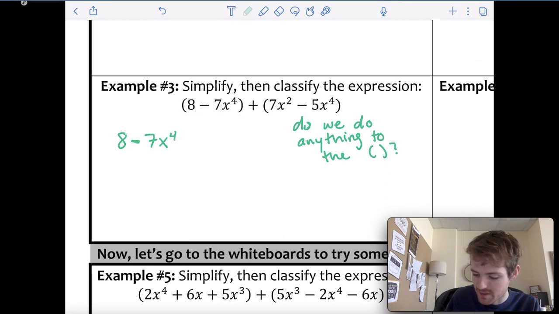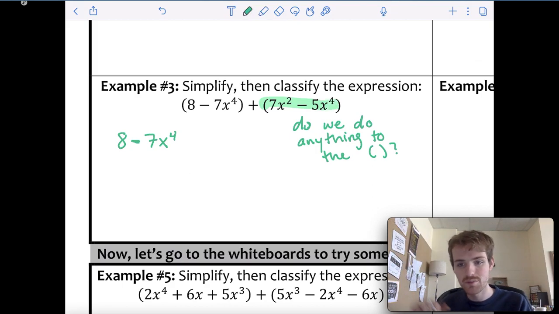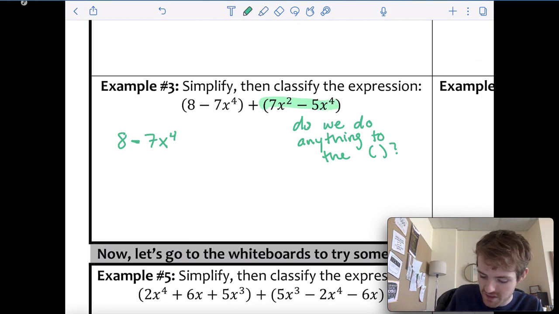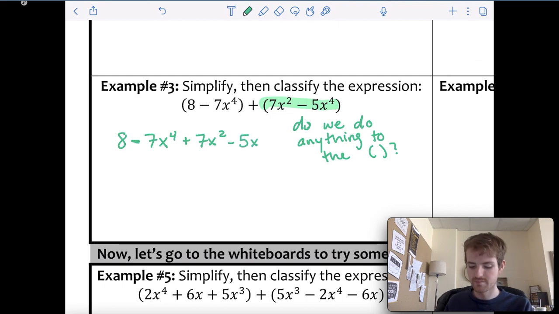Well, what about this piece? Same thing, there's no exponents outside of the parentheses, there's no numbers in front of the parentheses, so we can just drop the parentheses. Or rewrite it without the parentheses, I should say. Now that we've done that, do we have like terms?